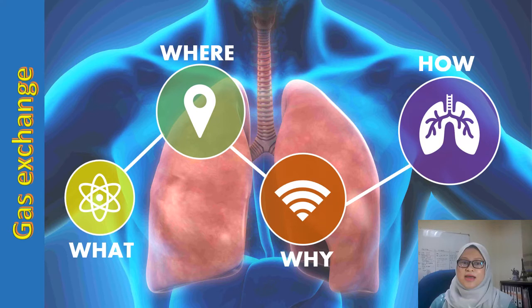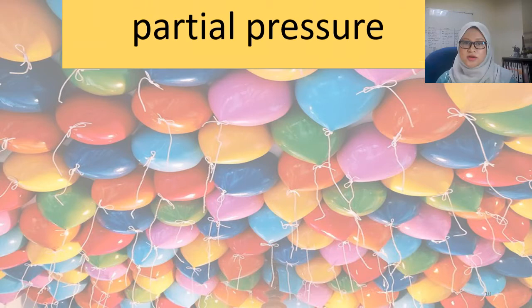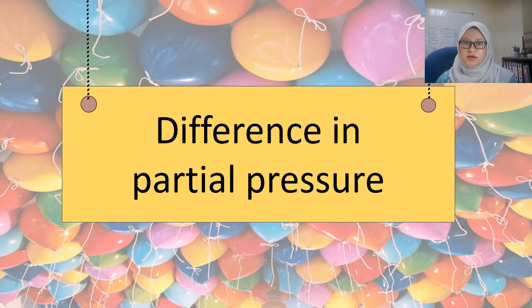So we have looked at where the gas exchange process occurs. Now we need to understand, why does the gas exchange process occur? The answer lies in the difference in partial pressure of the respiratory gases. Difference here refers to the difference of partial pressure in the alveolus and partial pressure in the pulmonary capillaries.